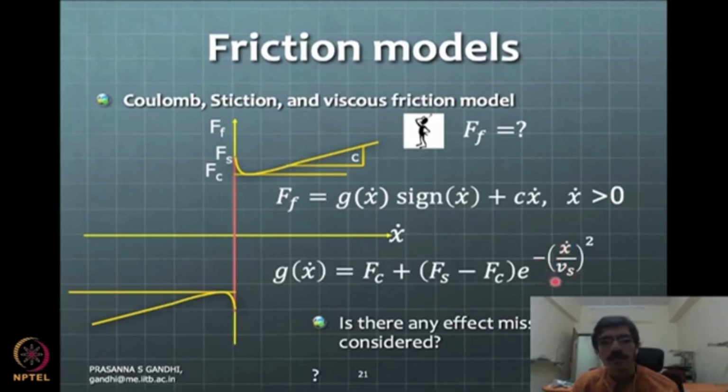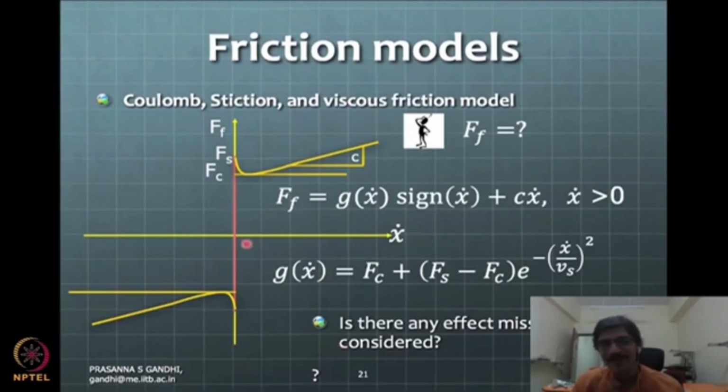And then Vs is a characteristic velocity called the Stribeck velocity. This is a fixed property of the two surfaces, and as this Vs is high or low, you will change the slope of this coming-down nature. That's what will happen here.